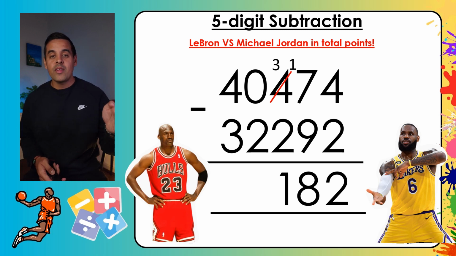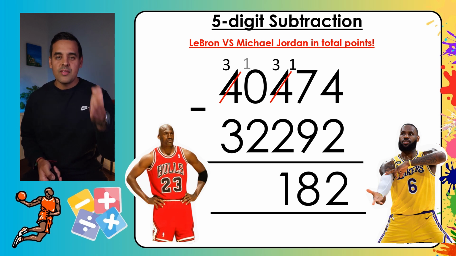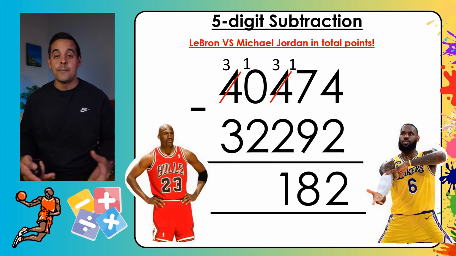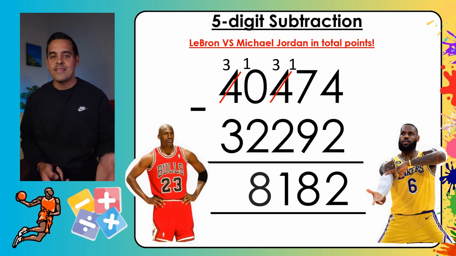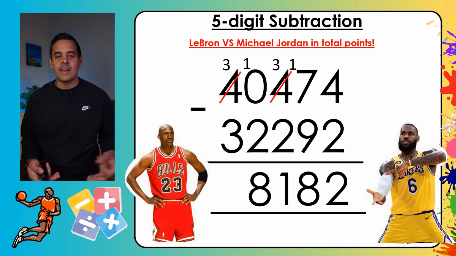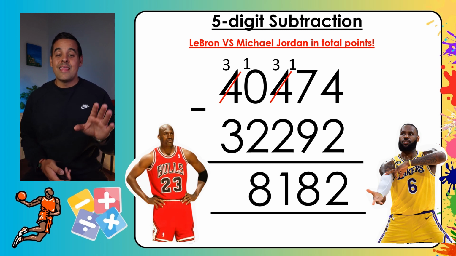So borrowing from the tens of thousands column, we take 1 from that 4, turning it into a 3, giving that 1 to the thousands column. Now you have 10. So 10 take away 2 makes far more sense. You know that's 8, and 3 take away 3 is 0. You could write a 0 there if it's more comfortable for you, but you don't have to. You know that 3 take away 3 equals 0. So that's how you do it.